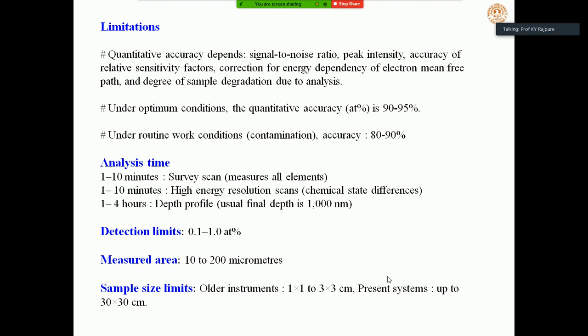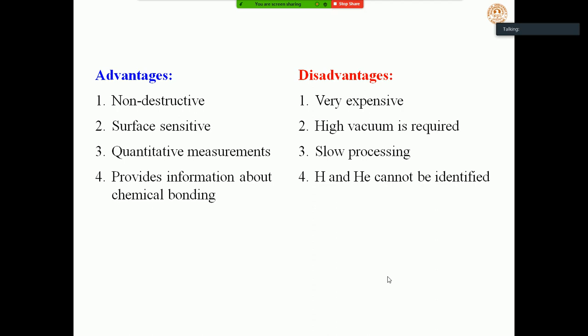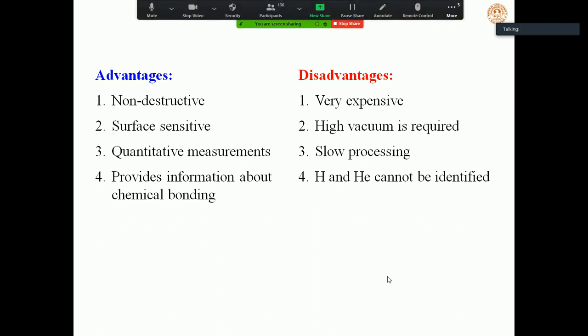Detection limit is 0.1 to 1 atomic percent. Measured area is up to 200 micrometer. Sample size in the earlier equipment was 1 by 1 centimeter, 3 by 3. Nowadays in the present system you can go up to 30 centimeter by 30 centimeter. What are the advantages? It is a non-destructive technique, surface sensitive, qualitative measurements can be easily done, and chemical bonding information can be obtained. And the disadvantage, of course, is that it is very expensive.